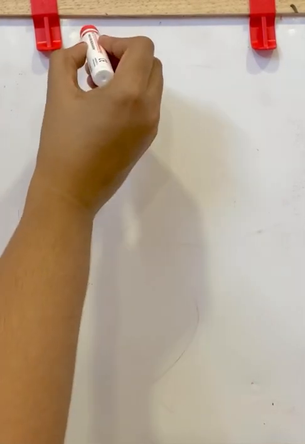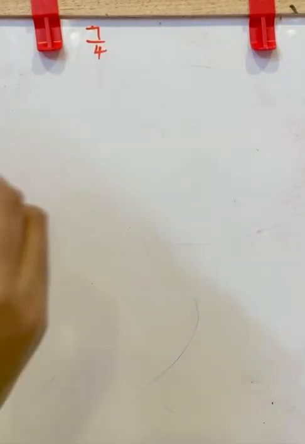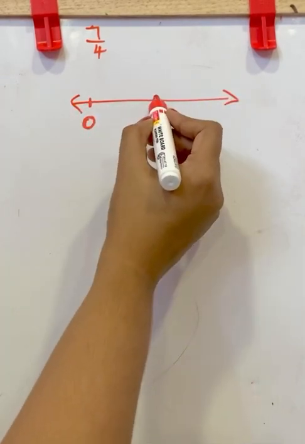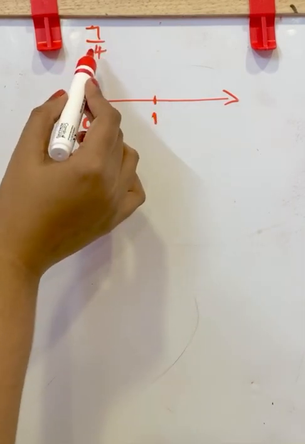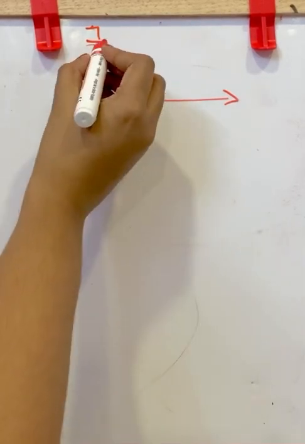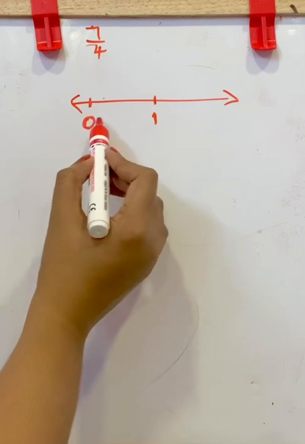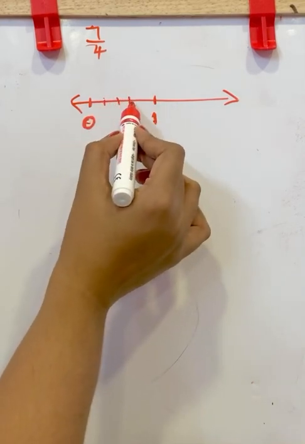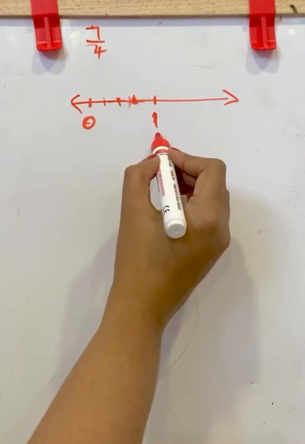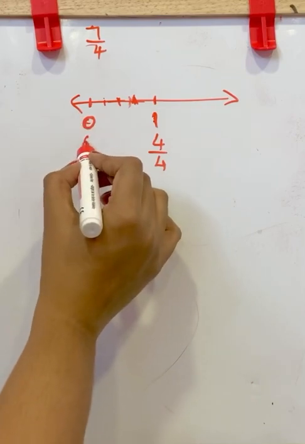Next we can move to exercise 1.2. In that, the first question is to represent numbers on a number line. There are some numbers given. The first one is 7 by 4. How will you represent this? First you have to draw a number line. Now 0. Now 1. Here it is 7 by 4. First we have to check the denominator. It is 4. So if it is 4, then we are going to divide this 0 to 1 part into 4 equal parts.